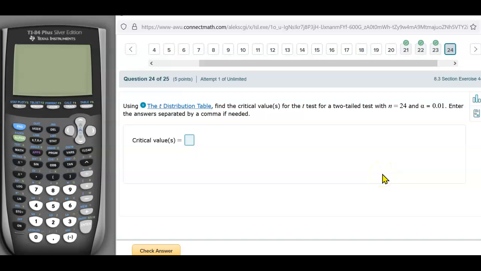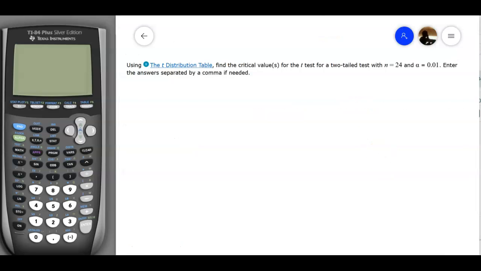All right, so question number 24, we are looking for the critical value t-test for two-tailed, and we have n equals 24 and the alpha is going to be 0.01. All right, so let's get into the problem. Let's try to make a drawing and try to understand it, right?